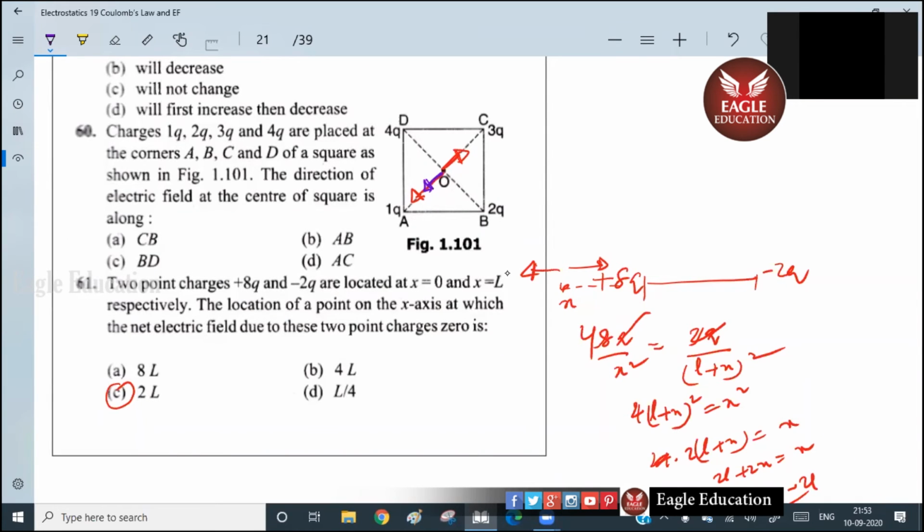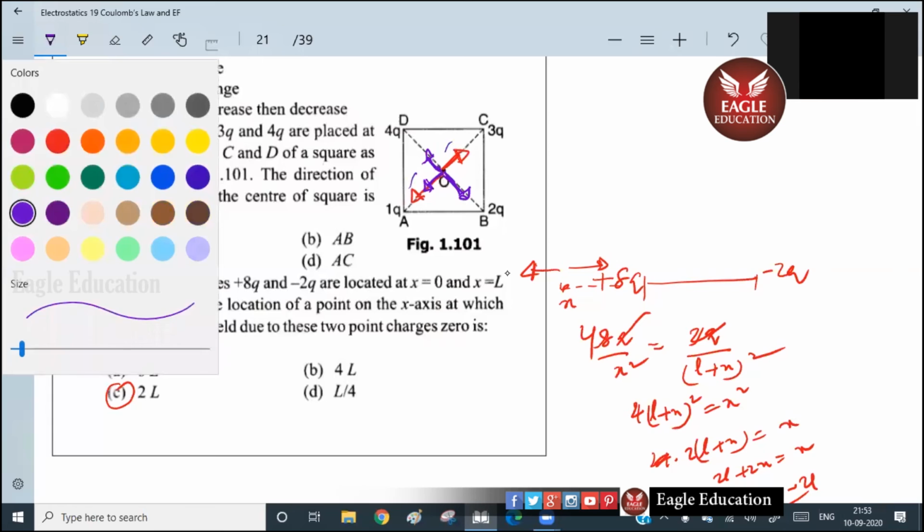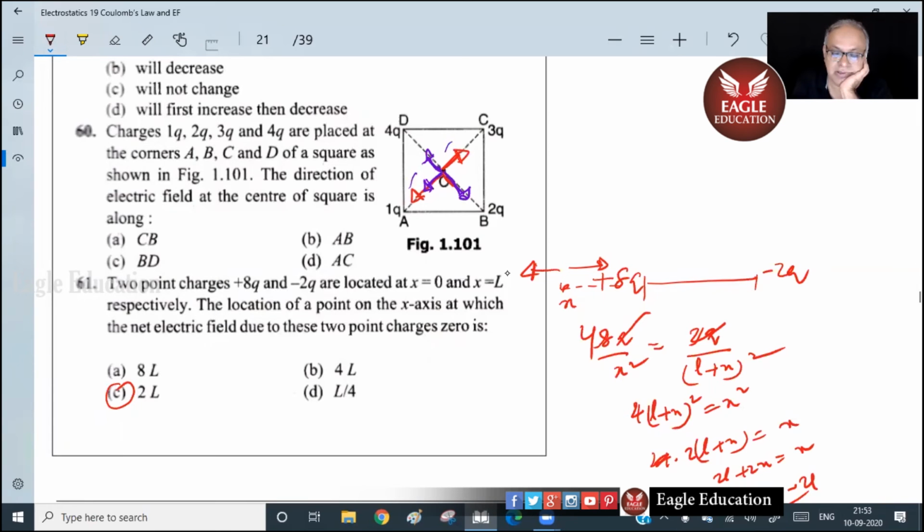Right, Bharat, you disturb in the middle like that. Sir, I didn't understand how the net field is here, sir. This is more, this is less. Now, it's not over. I'm not discussing that completely. I'm saying 2Q will be away like that. 4Q will be away from here and greater because the charge is more, distances are the same. So the net will be towards B. Towards B. Right? Yes, sir.